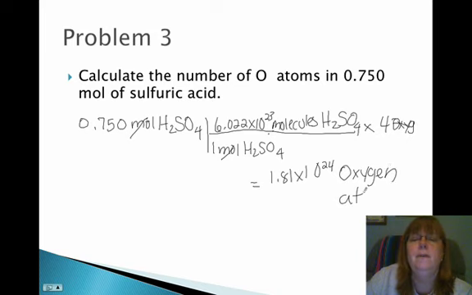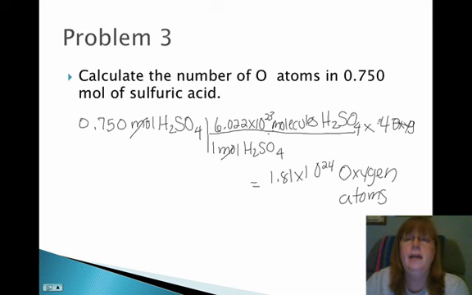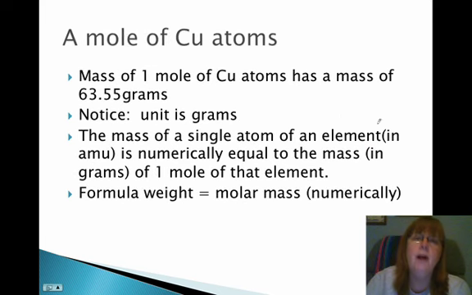So there's just kind of one extra step on there. Within a molecule of sulfuric acid, we have 4 oxygen atoms. Okay, well, a mole of copper atoms, let's think about that. It has a mass of 63.55 grams. All right, notice our unit is grams.